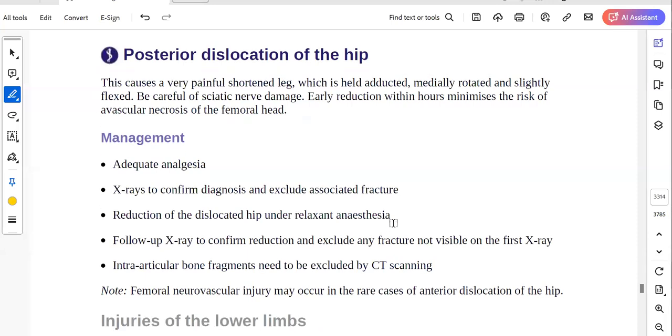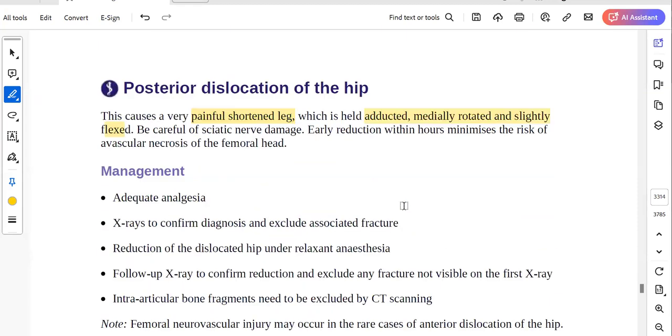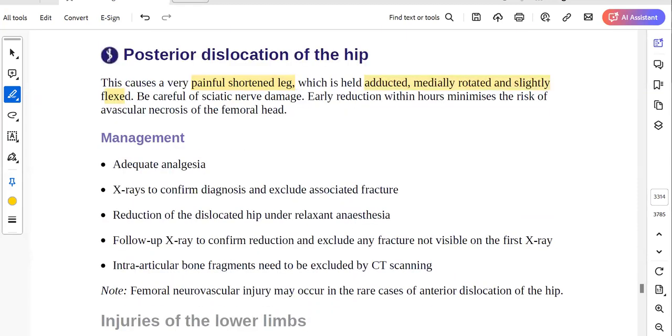Unlike shoulder dislocation, where anterior dislocation is common, for the hip, posterior dislocation is common. For a dislocated hip, the patient will be in a lot of pain also. But the way to know that it is a dislocated hip is by looking at the hip. It will be a painful shortened leg, and the hip will be adducted, medially rotated, and slightly flexed. Let's have a look at how a dislocated hip looks.